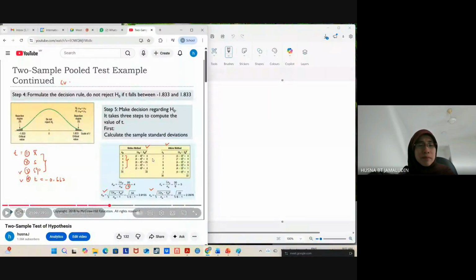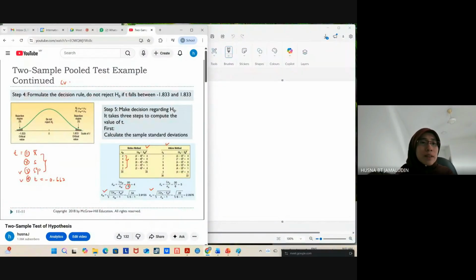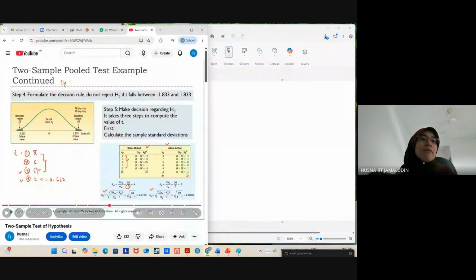Once you compute the T statistic, you have to find your CV, the same thing. First, you set up your hypotheses and alpha. Second, third, compute the T. Fourth, you find your CV. Fifth, you make the decision. So let's see what happened. Because this is two tails, you're going to have plus and minus.